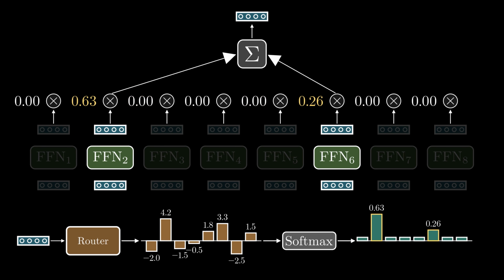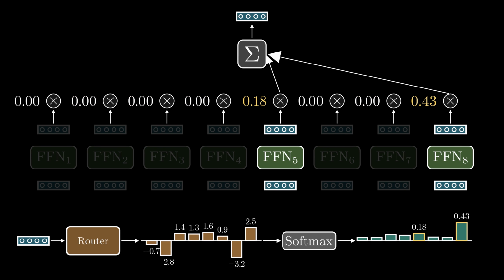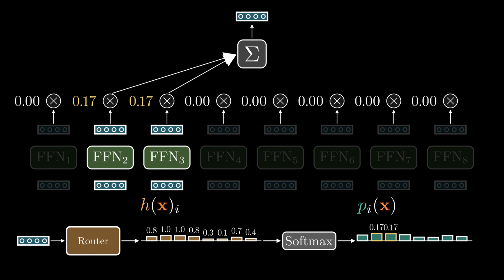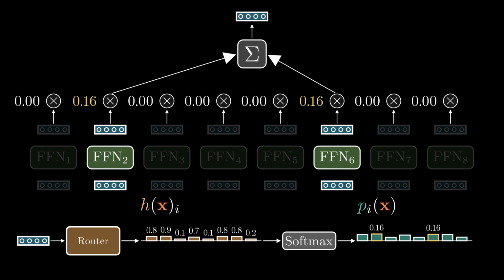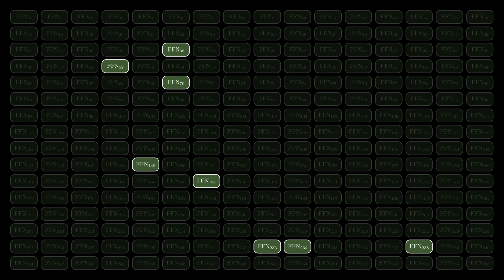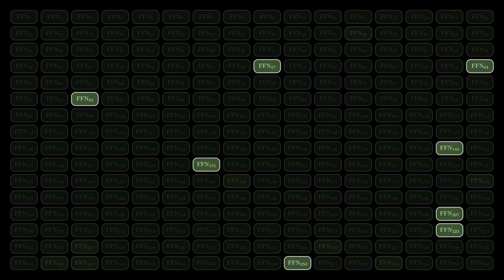Now watch the router work. Different token, different 2 experts. The pool stays the same, only the choice changes. In short, the final output is a weighted sum over the selected experts, where each expert's output is scaled by its router probability. This is the mixture of experts layer. But here we only have 8 experts to choose from. Scaling the number of experts unlocks even greater performance gain. Such a design is called fine-grained experts.